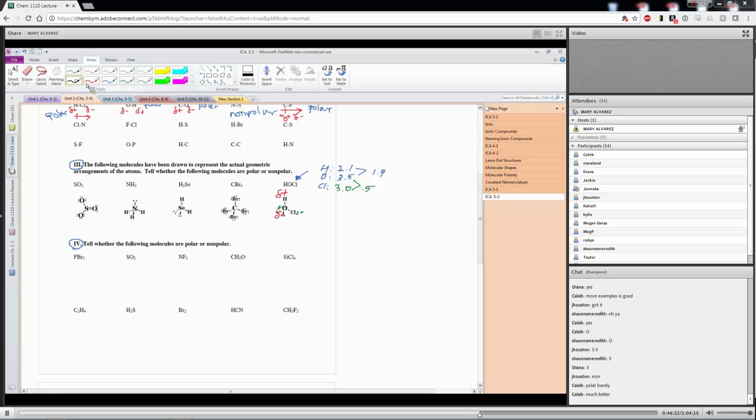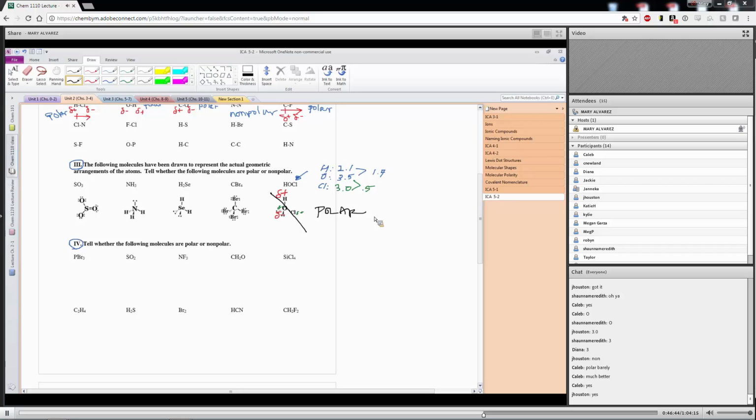Okay. All right. Next step, line test. Is there a place where we can draw a line that puts the positives on one side, negatives on the other? There sure is. Right down the middle. Positives on the right, negatives on the left. So then this is a polar molecule.